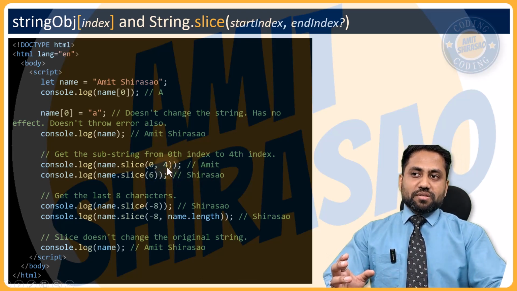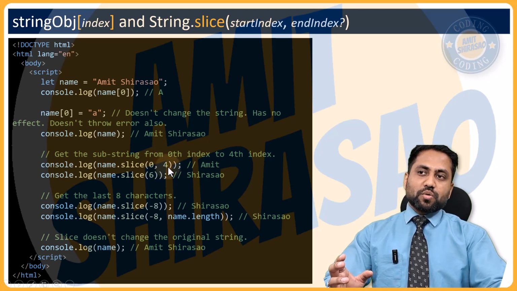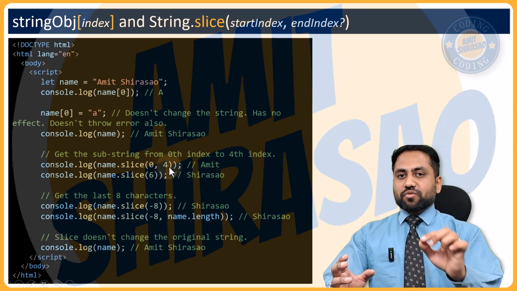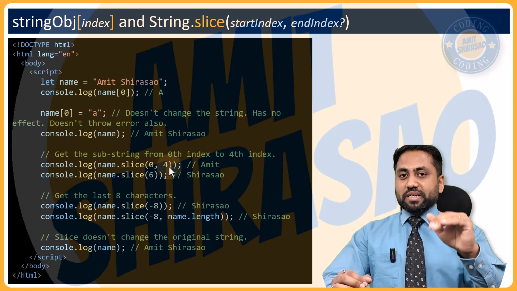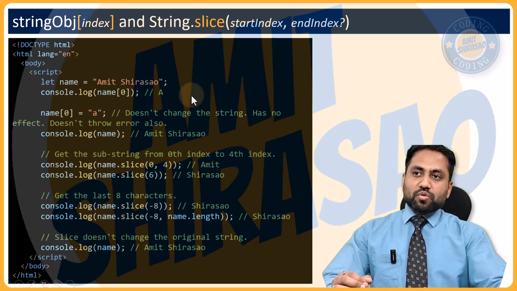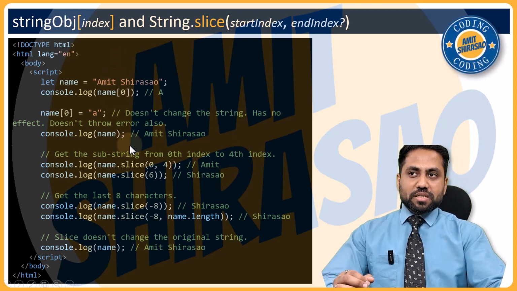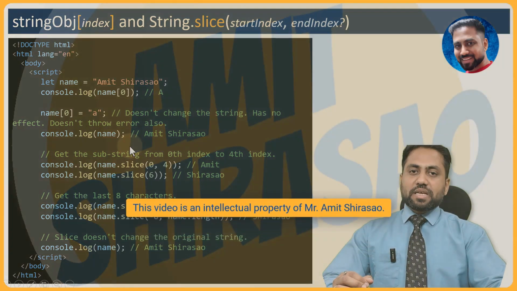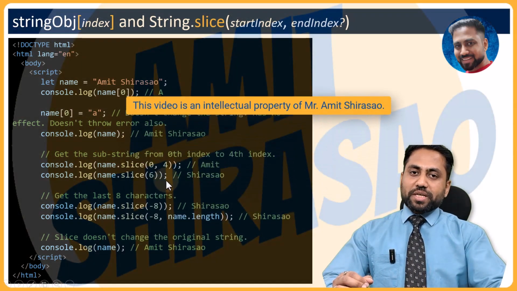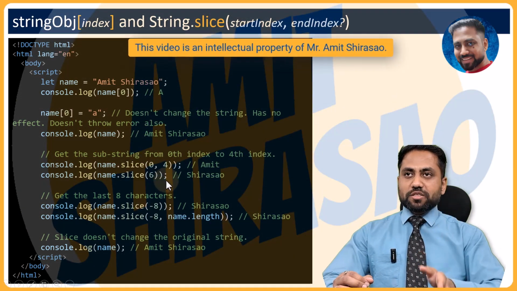Whereas if you give the second parameter, then from the 0th index it will go only till index equal to 4, and it will skip the character having index equal to 4. So it will only print AMIT. It won't even print the space. Why? Because that space is the 4th index, and the 4th index is to be excluded. You go until the 4th index but exclude it.